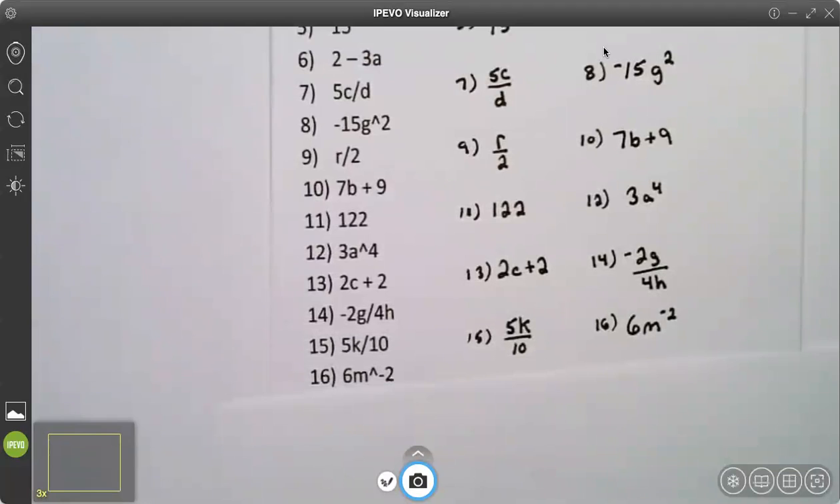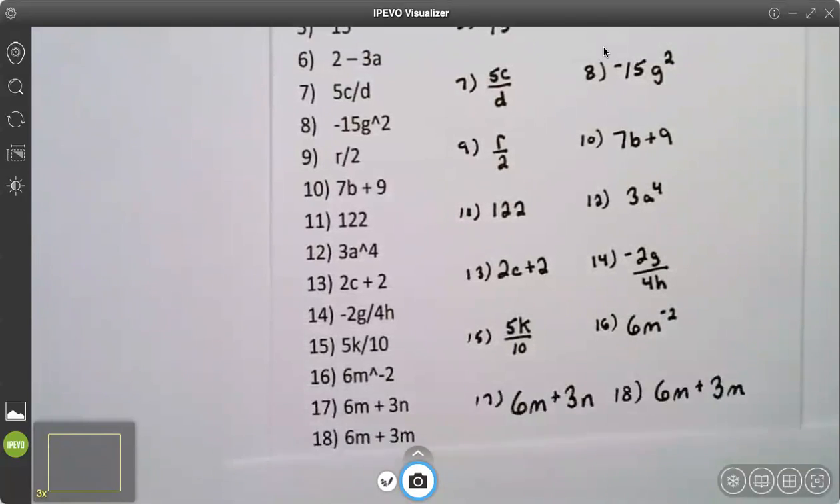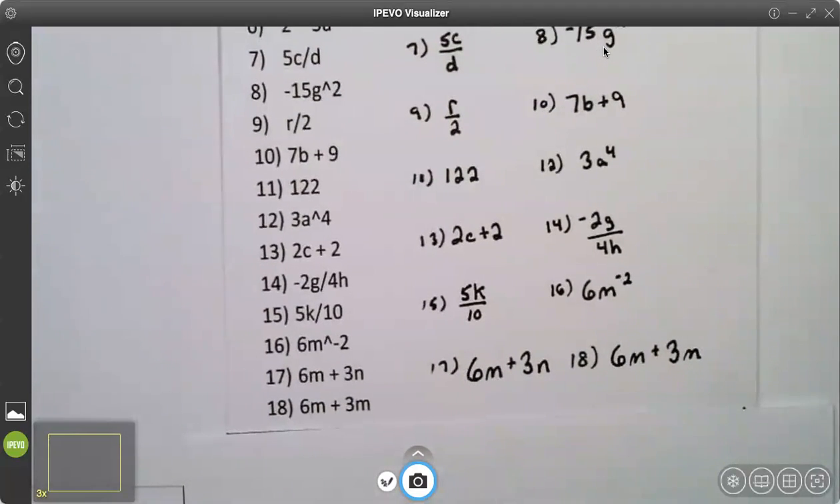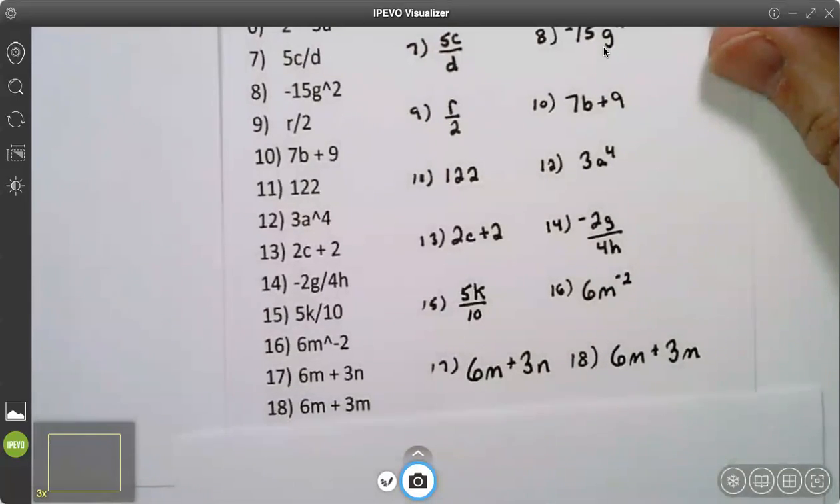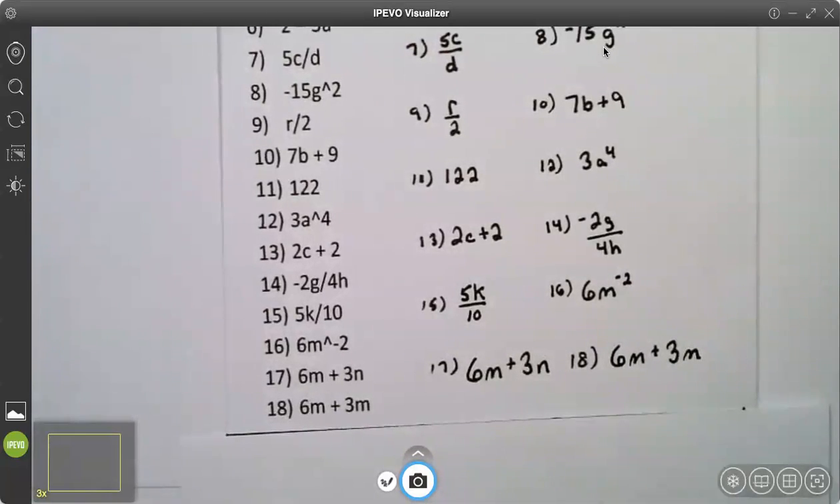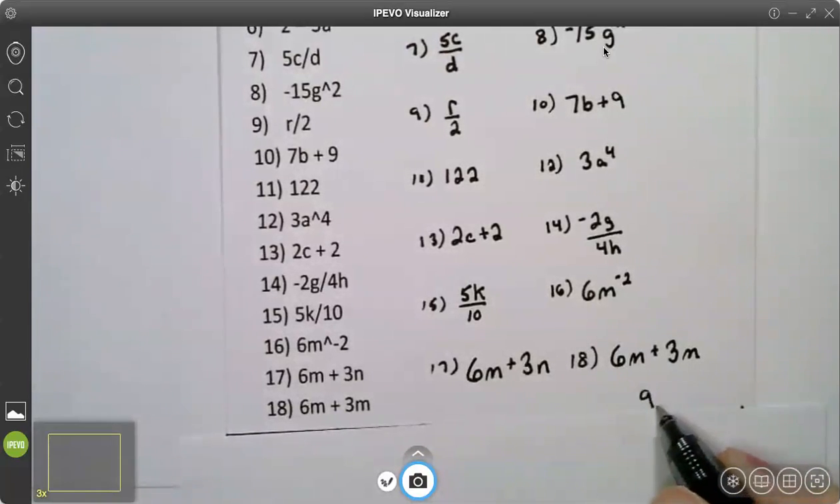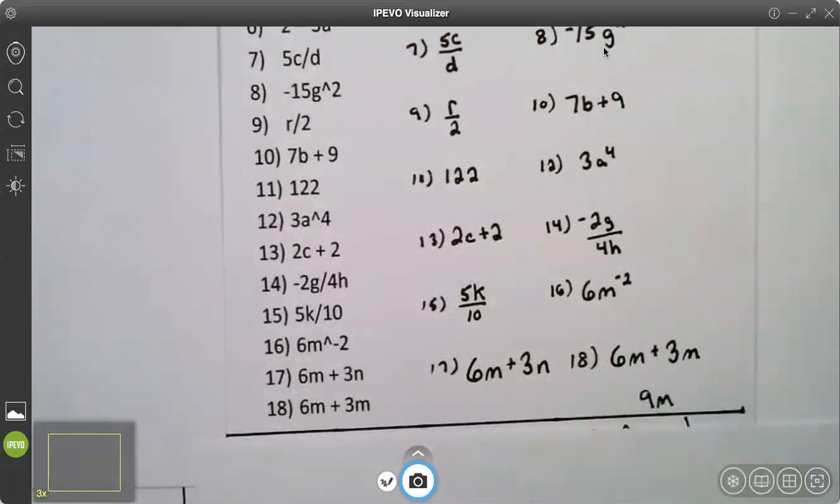Number 16? No. Negative exponent on a variable, we'll learn later that simplest form of number 16 would be 6 over m squared, and then we'd have a variable in the denominator. Number 17? No, 2 terms. Number 18? Yes. You may say no, 2 terms, but it's not 2 terms because that is not in simplest form. When I simplify 6m plus 3m, I get 9m, and 9m is a monomial. Thank you.